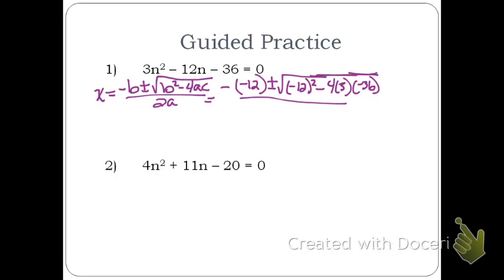All over 2a. Keep on simplifying this now. Negative times a negative is a positive, so 12 plus or minus the square root of 12 squared is 144.